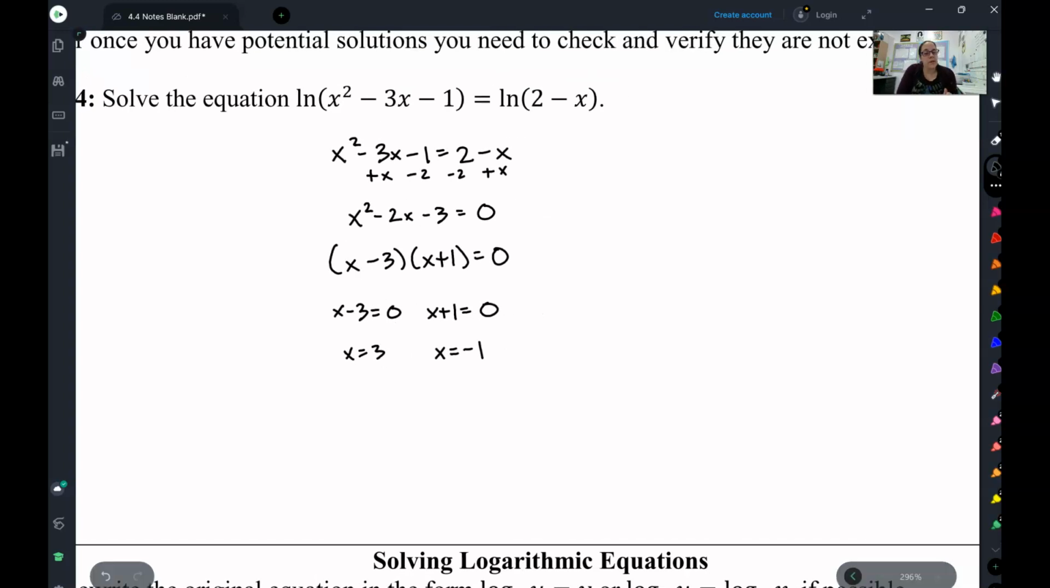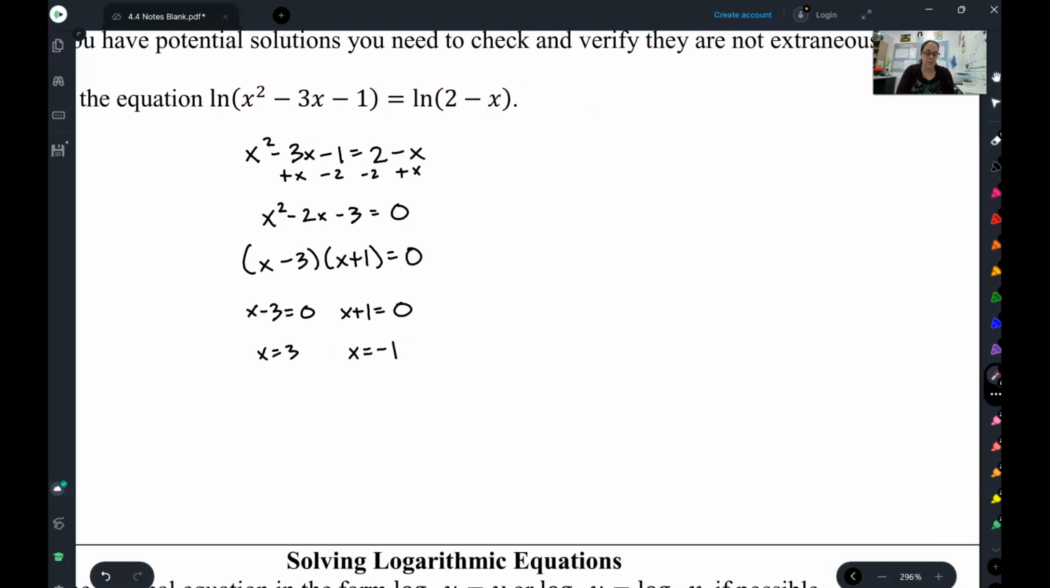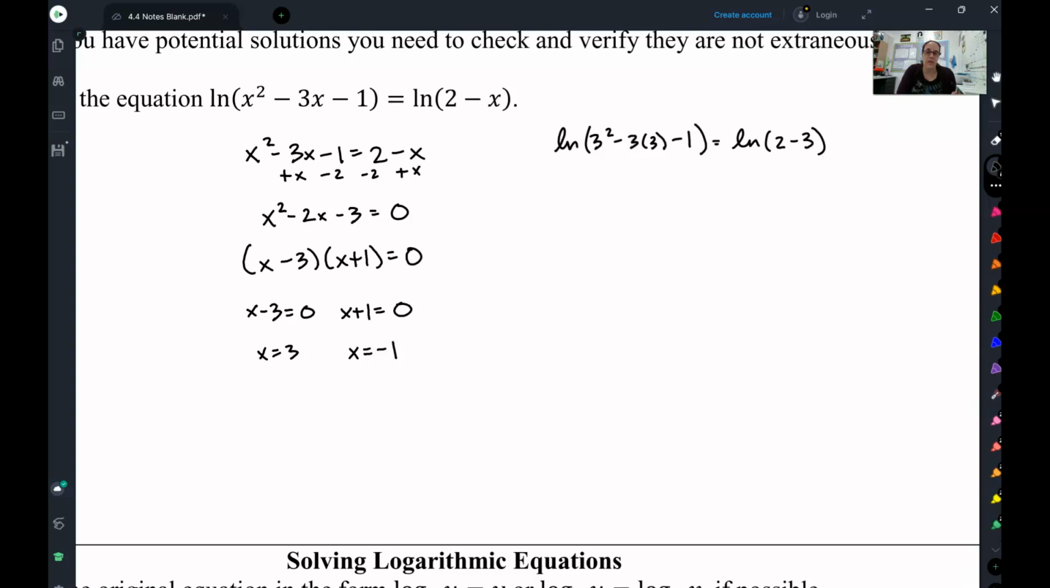Now, one thing we didn't have to worry about last time was checking those answers. And that was because we were solving exponential equations. However, if you notice in this one very quickly, I am solving logs, which means I need to plug my answers back in and see if they work. What I mean by that is to plug them back in and make sure that you don't get a negative inside the logarithm.